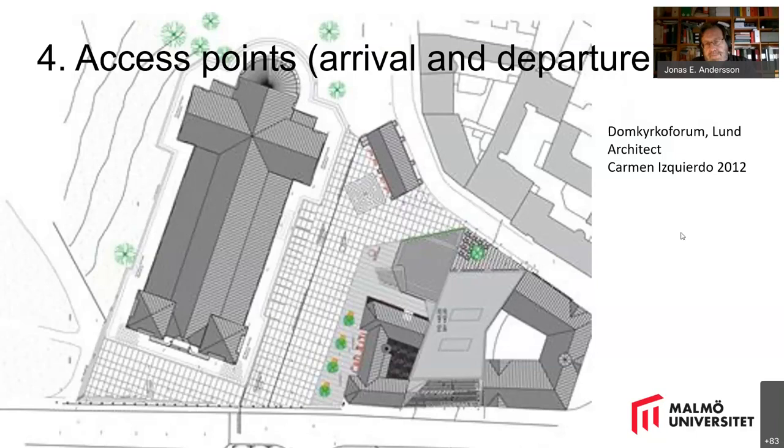And in this case, according to the Swedish building legislation, when it comes to accessibility and usability, you have to have access points within 25 meters from the entrance to the building. So you can find one access point from the street going in front of the cathedral, and one access point from the back of the plot, from which taxis can enter and let you off just in front of the entrance to the visitor center.